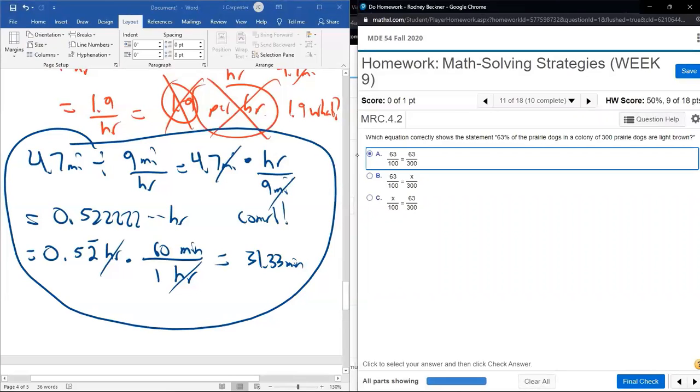Now, the 63% is the thing that's supposed to go with the 100. So 63 over 100, which makes B the obvious choice. But I also want to talk about why the X goes on top and the 300 at the bottom. The colony is 300, that's the whole, and it's always part over whole. So that 300 has to go in the bottom, and there we go.